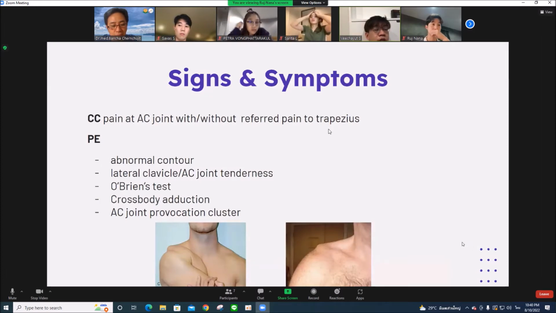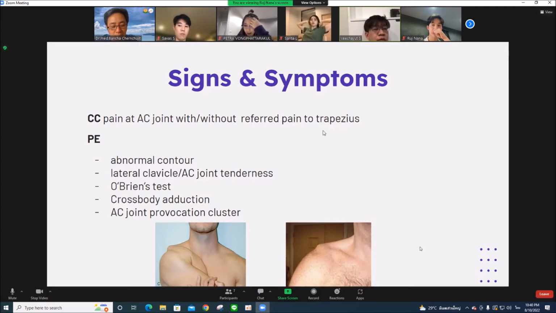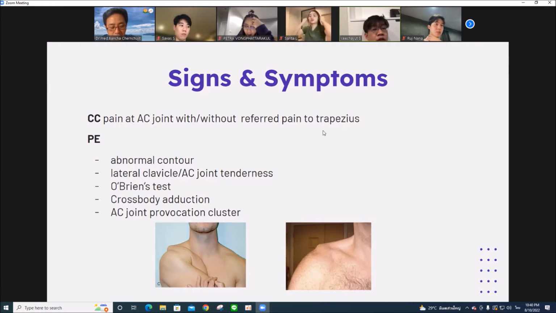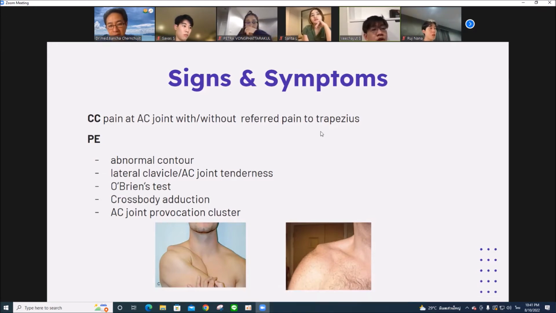For the signs and symptoms, most commonly the patient would come with pain at the AC joint, sometimes with referred pain to the trapezius. As you can see in the picture, the patient sometimes presents with abnormal contour of the AC joint. Besides regular shoulder physical examinations, there are special tests including O'Brien's test, cross-body abduction, and a series of tests called the AC joint provocation cluster test.